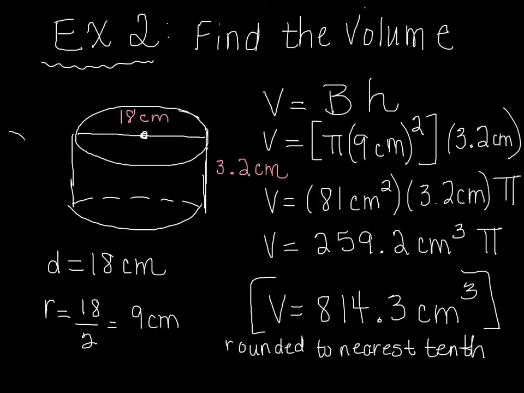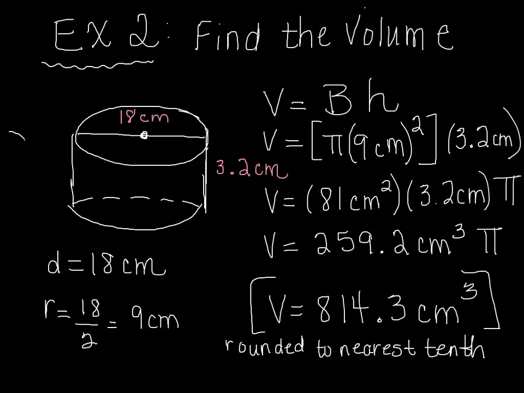Okay, let's try another example. We're going to find the volume of this cylinder. So again, we have the volume is equal to the area of the base, which is the circle, times the height. So over here, I've already plugged in my, I took the diameter actually, which is 18 centimeters, and I needed to divide it by 2, which gives me 9 centimeters. So I plugged in 9 centimeters for the radius.